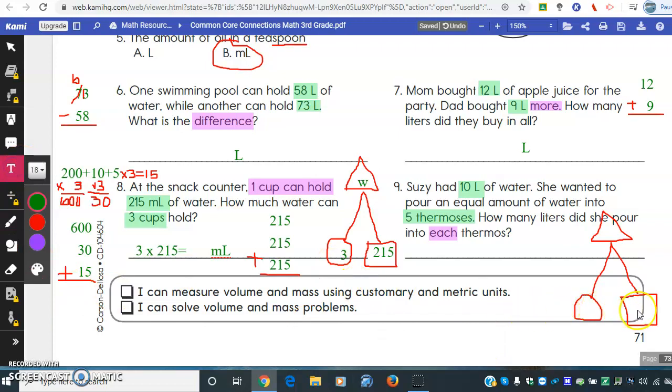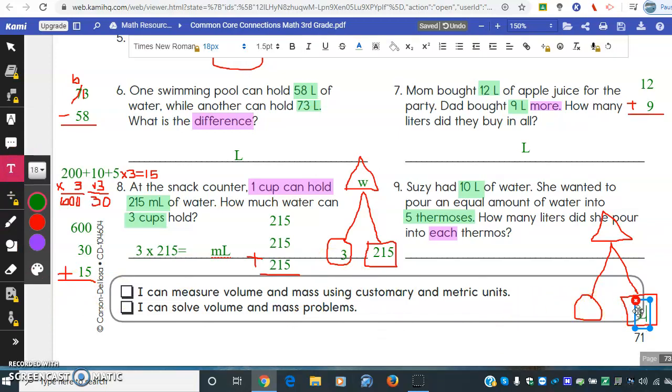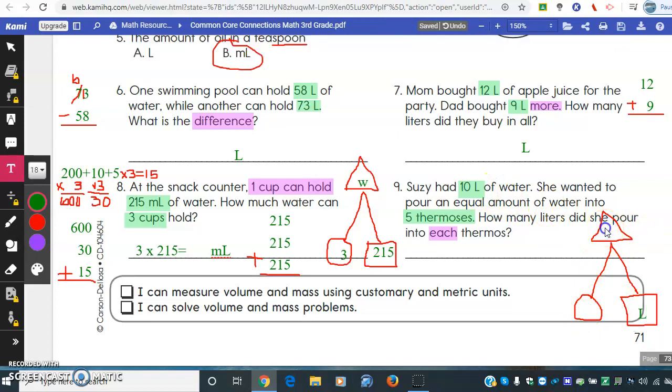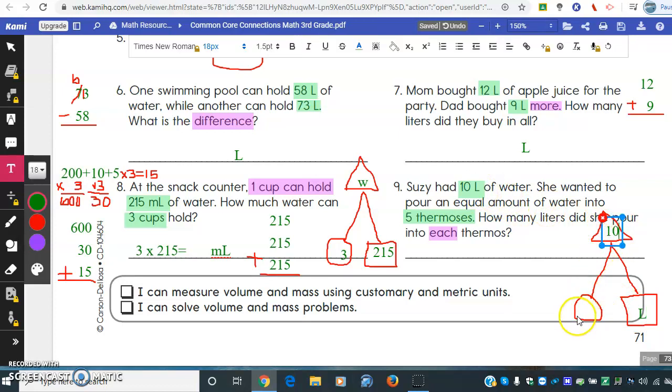So right here, I'm going to choose the letter L. I don't know that. I do, however, know how many liters she started with. That was 10. That's her total. And I know how many thermoses she has. That's 5. When you know the big number, but you don't know the factor, you have to divide to find it. So let's divide 10 by 5. And when we get our answer, we're going to write it in liters.